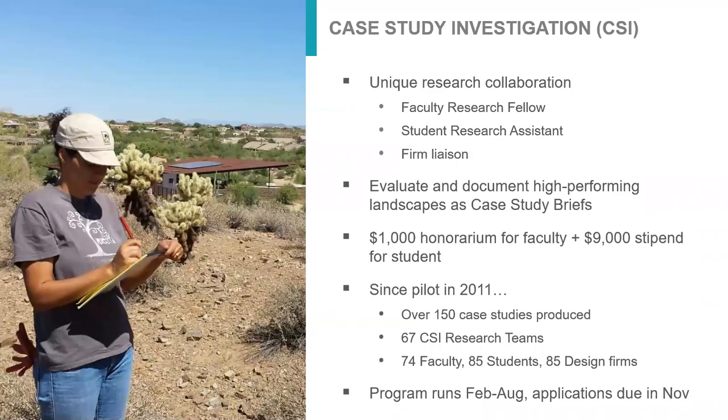So obviously a really common question I get with this presentation is, I keep saying research teams, how do we figure out these benefits, metrics, and methods? How did we do all this? Our primary method for creating case studies since 2011 has been the Case Study Investigation Program, or CSI. CSI is a unique research collaboration. It brings together faculty, a student research assistant, and a firm liaison, and they all work together to document an exemplary landscape project. And this is a built landscape project.